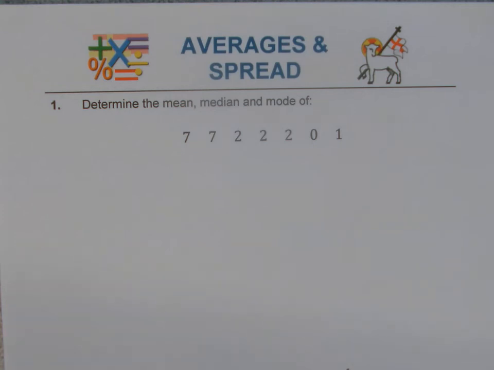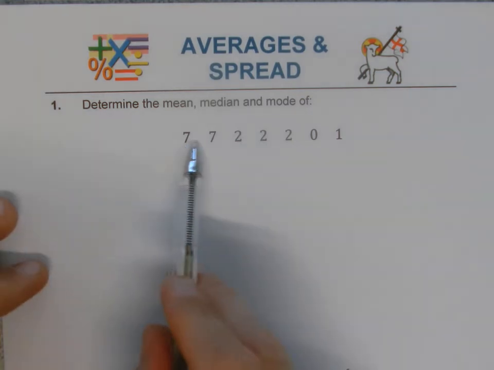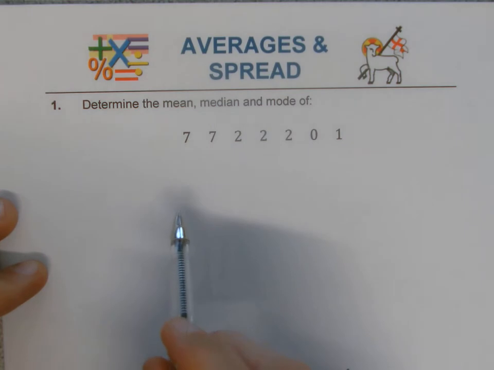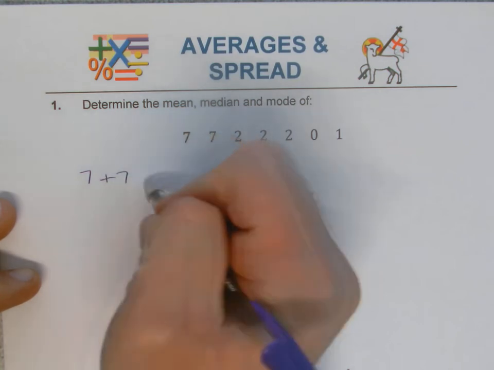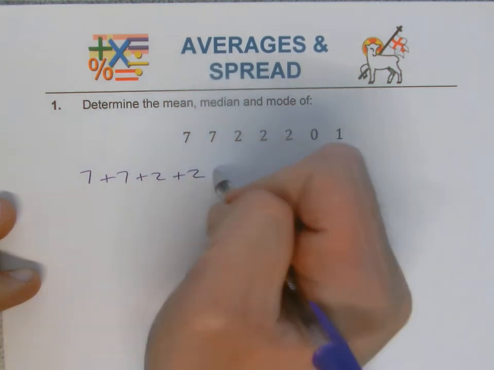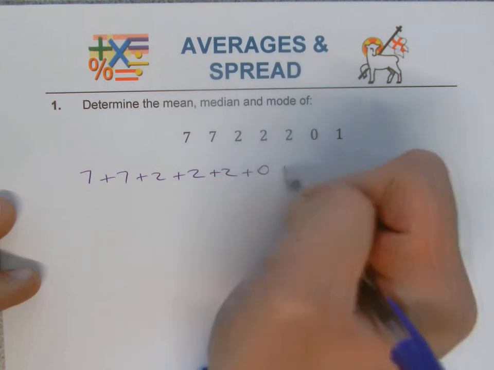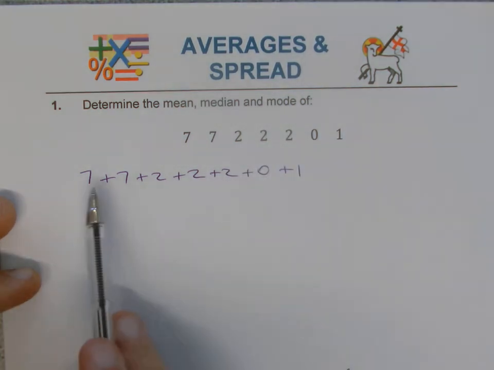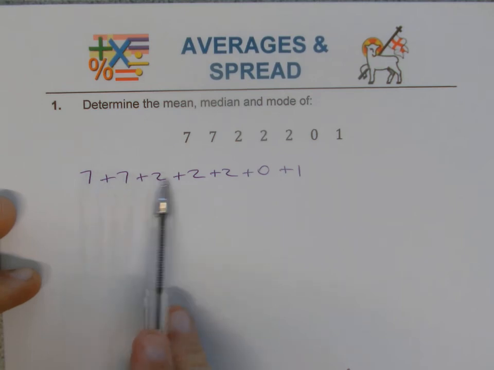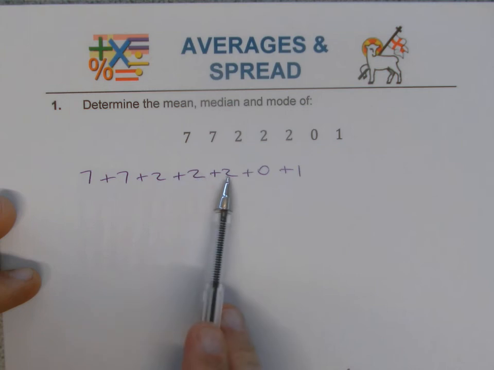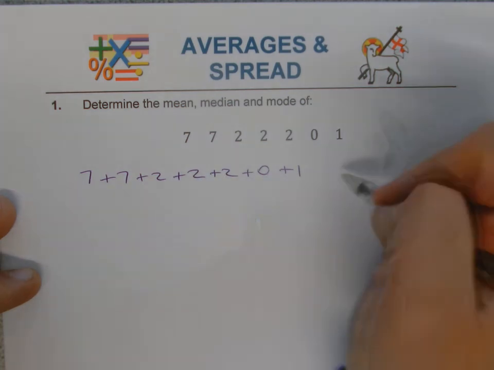Okay, determine the mean, median and mode of these values here, this set of data. Now, we'll start off with working out the mean. With the mean you need to add all the values, and then divide by how many there are. So if we add all these values, we're going to have 7, add 7, add 2, add 2, add 2, add 0, add 1. If we work that out in that sequence, 7 add 7 is 14, add 2 is 16, add 2 is 18, add 2 is 20, add 0, add 1 is 21.